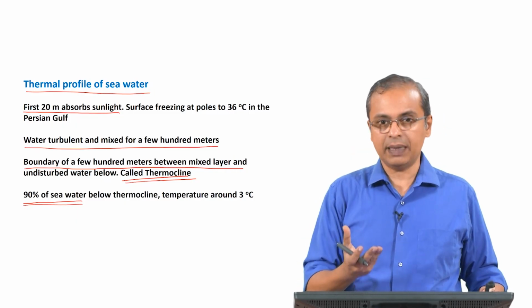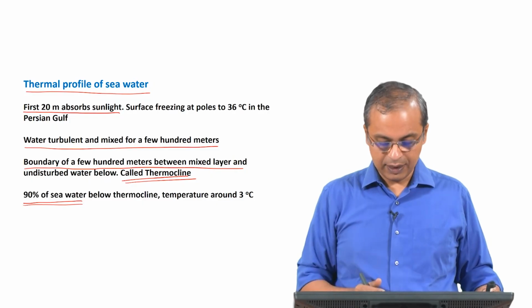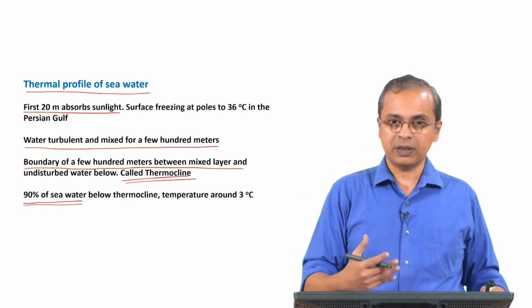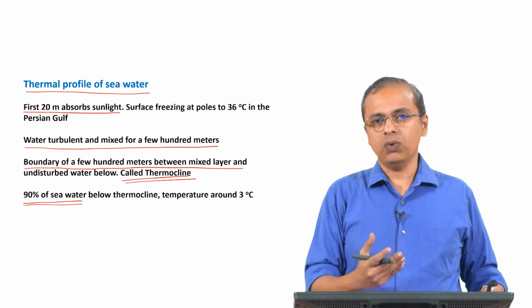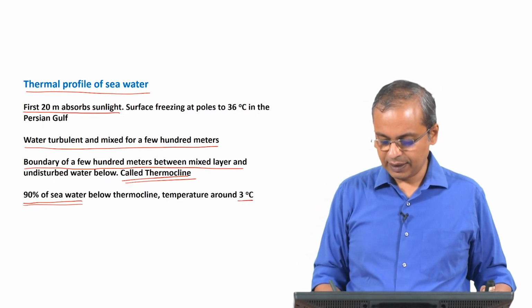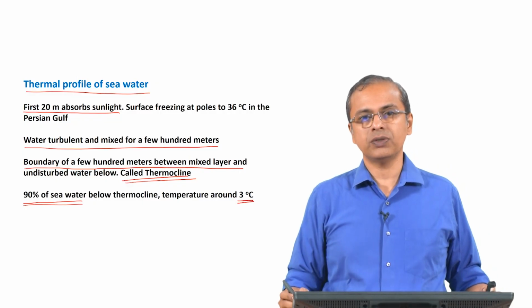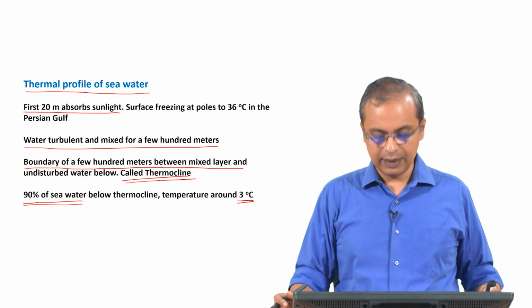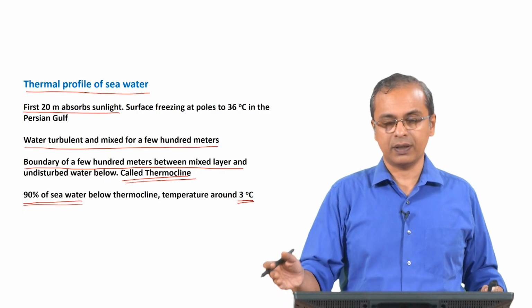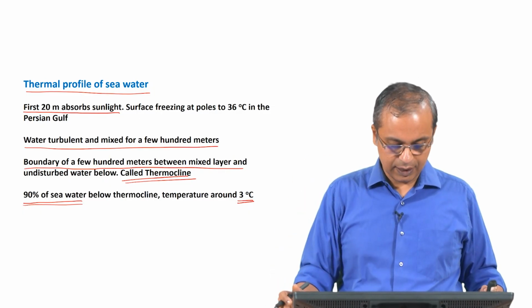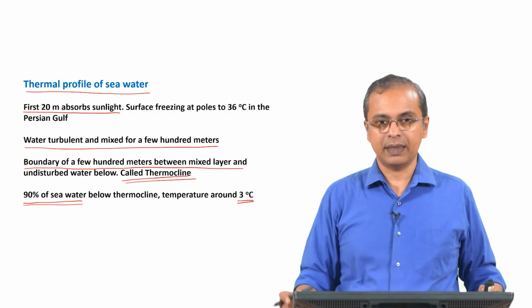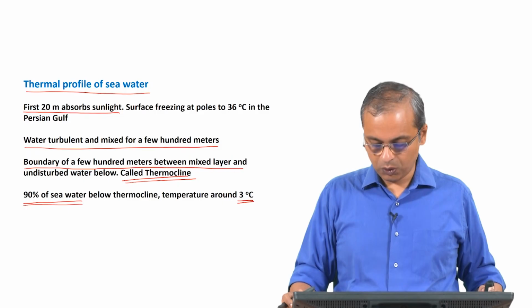In fact, that is only 10% of the water that is available in the sea, and all the 90% is below the thermocline, where the temperatures are very low, of the order of 3 degrees centigrade. Okay, so that temperature is there. So, very close to freezing temperatures, significantly below the surface. If you go maybe about a kilometer or so below, then it becomes this cold.